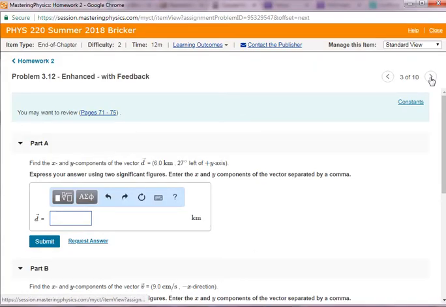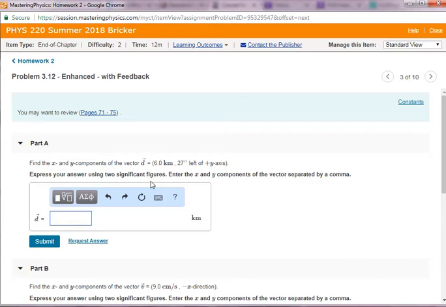So the next one I wanted to talk about is 3.12, and again, you can refer to these pages here in the text. If you just click on that link, it'll pop up for you. So we need to, in part A, find the x and y components of some vector D, which is 6 kilometers, 27 degrees left of the y-axis. Express your answer in 2 significant figures. So as you go through Mastering Physics, try to do 2 significant figures. If you give more than 2 significant figures, it will not count it wrong. It'll just tell you, hey, you've given me more than 2 significant figures.